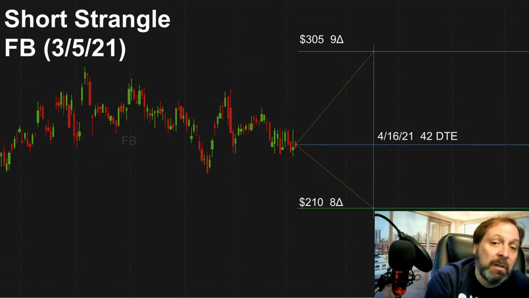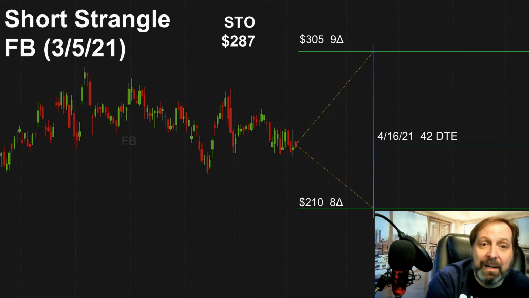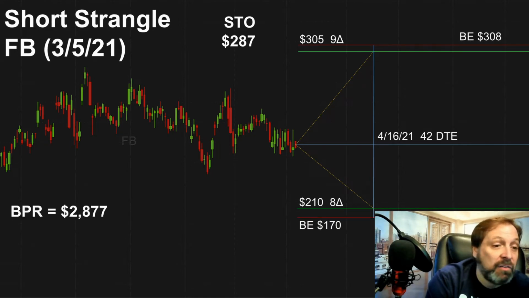Okay, so I'm looking for the stock to stay within this trading range, stay in this triangle. When I opened this position, I sold to open and collected a credit of $287. And that gives me a break even on the top side of 308 and a break even on the bottom side of 170.